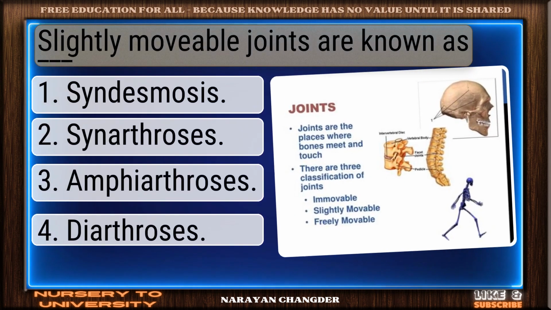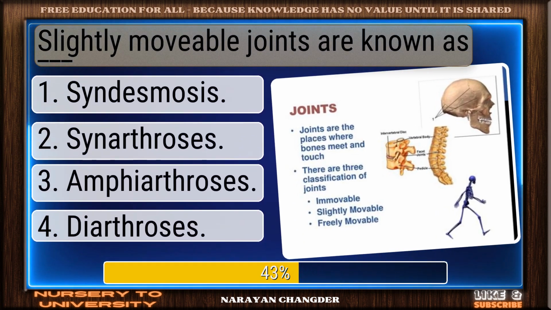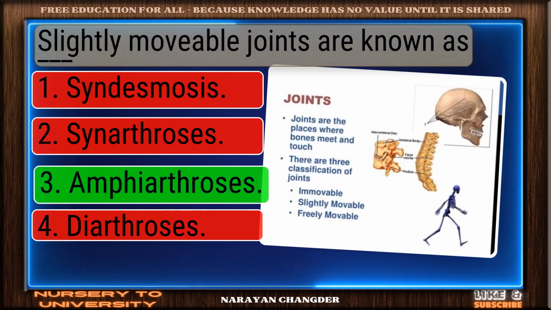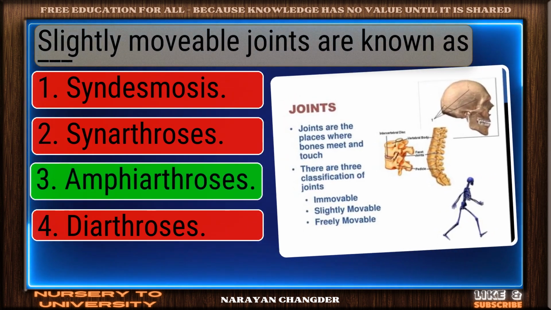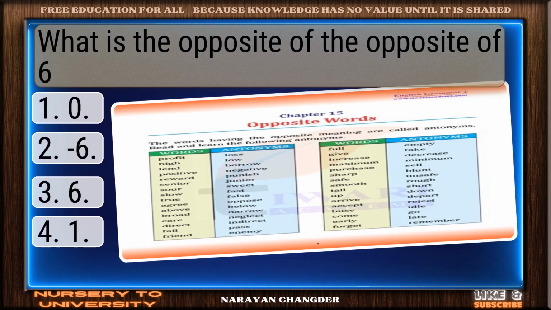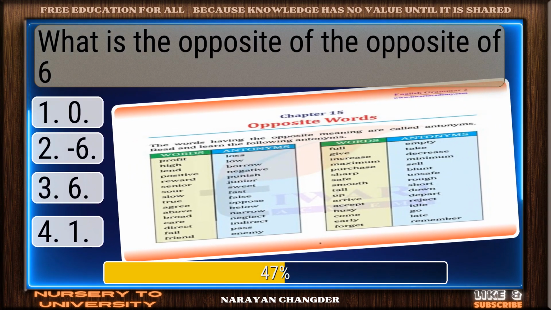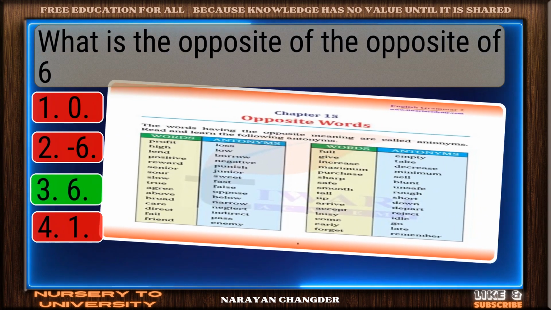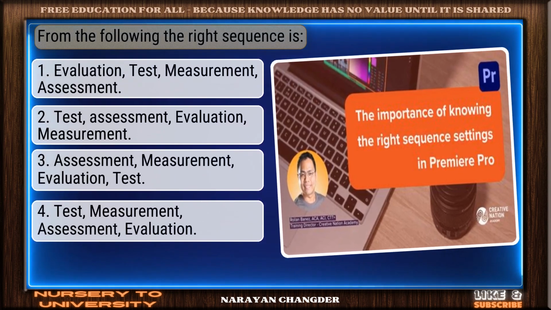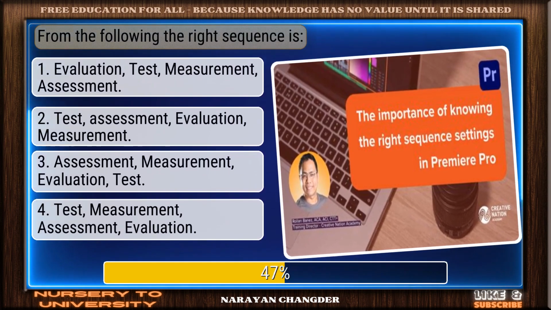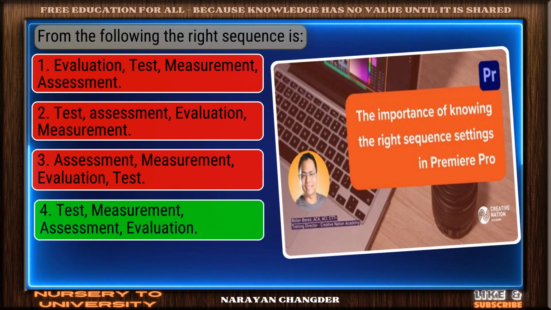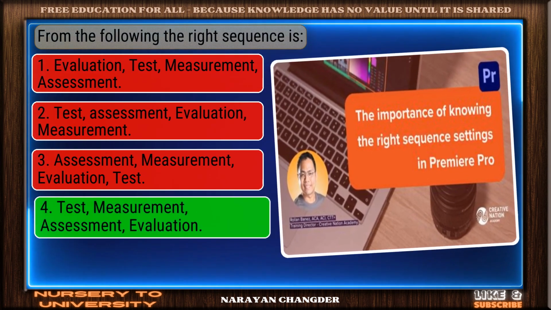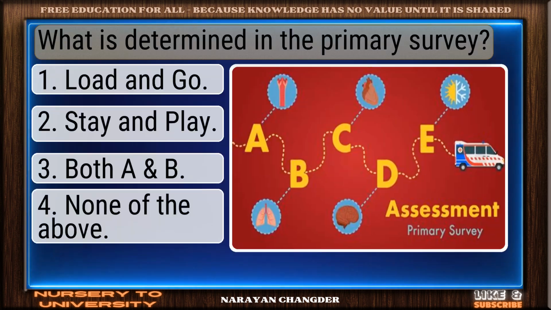Slightly movable joints are known as dash. Nice selection. Amphiarthrosis is the correct and valid answer. What is the opposite of 6? Nice work. You chose 6 and it is correct. From the following, the right sequence. Great job. Test, measurement, assessment, evaluation is the accurate answer.